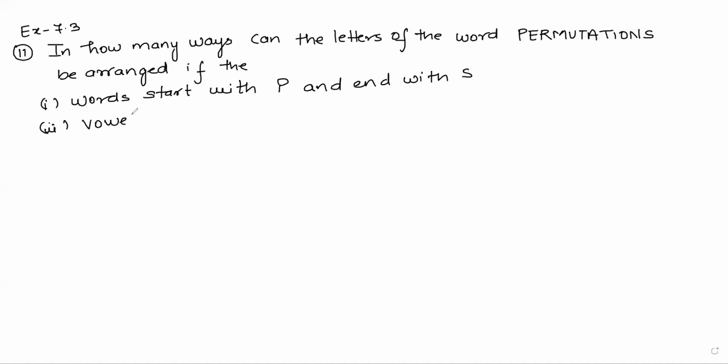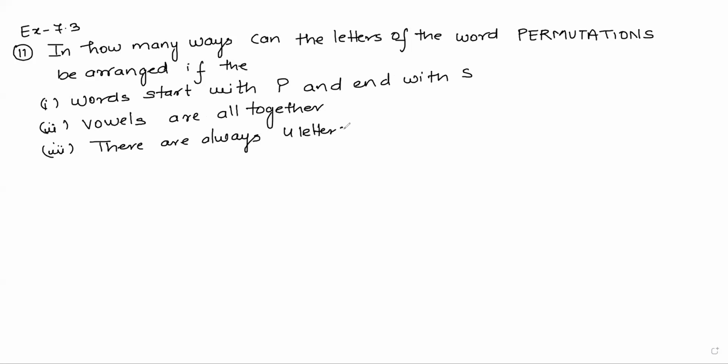Okay, sir. Vowels are all together. And the third is there are always four letters between P and S. So we will start another type and then we'll do this question.